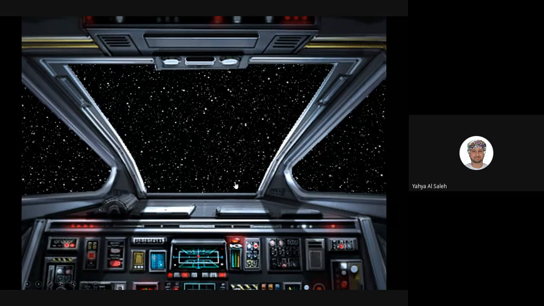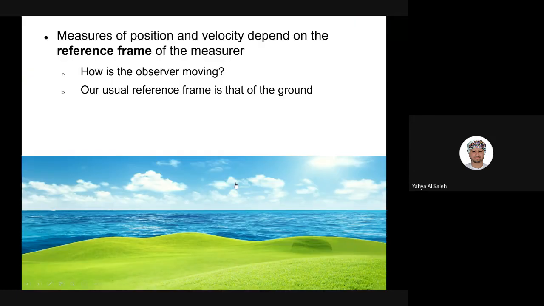Too slow. Now these three cases provide us with something very, very important. Measures of position and velocity depend on something we call a reference frame of the measure, and on how the observer is moving.